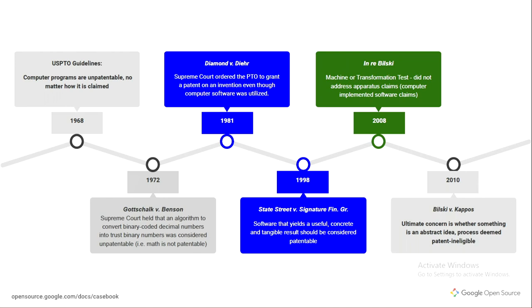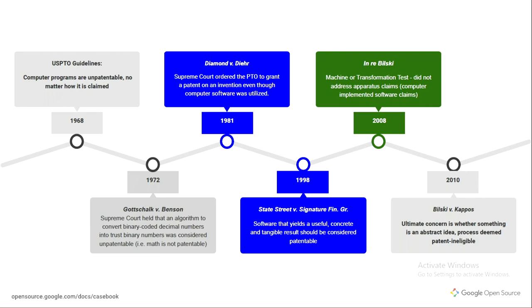And they basically said that because they looked at it as math. And in the US, you can't patent math. Like, you cannot patent E equals MC squared. But by the time we get to 1981, the courts are starting to catch up and having to think about this a lot more. And the Supreme Court actually ordered the Patent Office to grant a patent on an invention, even though it utilized computer software.